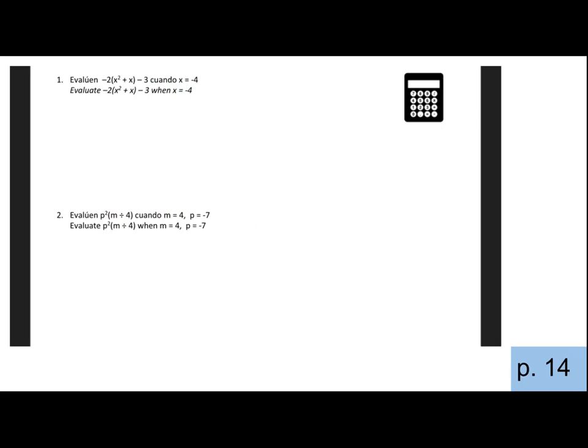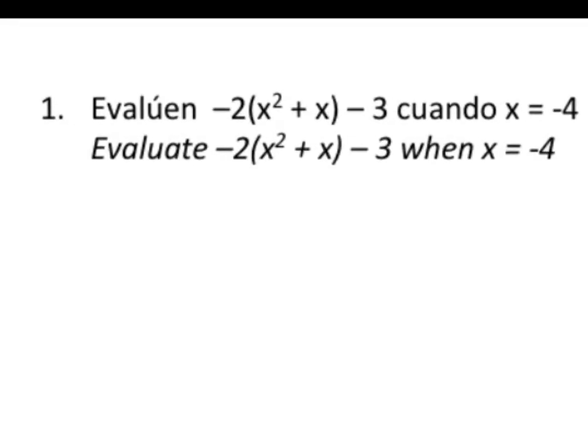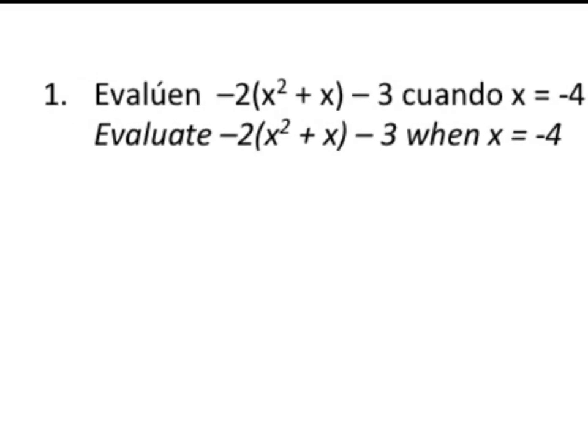Now we're going to work on question number 1. It says evaluate -2 parentheses x squared plus x, close parentheses, minus 3, when x is equal to -4. The first step is to circle the value of the variable. The value of x in this case is -4. I'm going to draw an arrow to every single x in the expression.